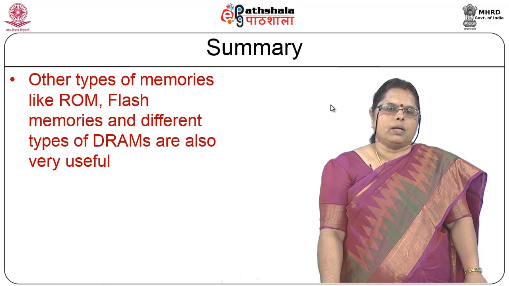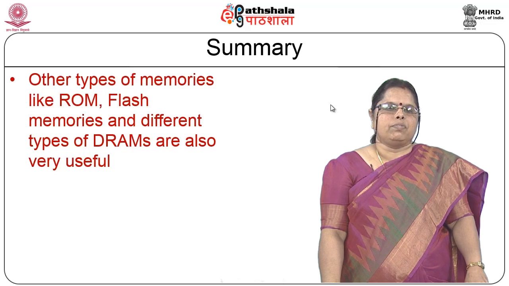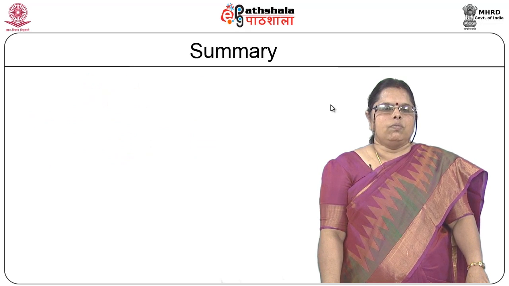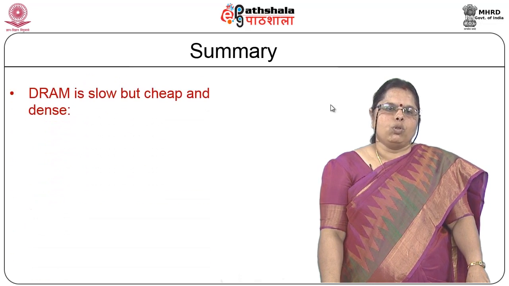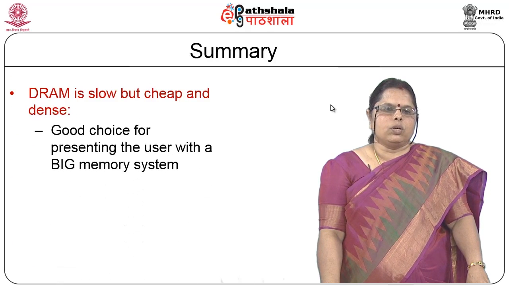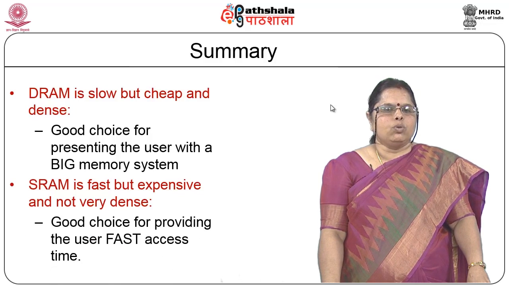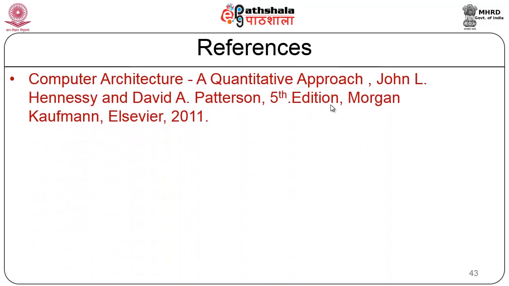And there are different types of memories which are available, like ROM, flash memories, and different types of DRAMs are also very useful. DRAM is slow but cheap and dense. It is a good choice for presenting the user with a big memory system. SRAM is fast but expensive and not very dense. It is a good choice for providing the user fast access times.